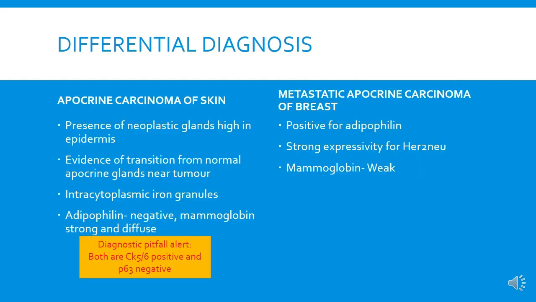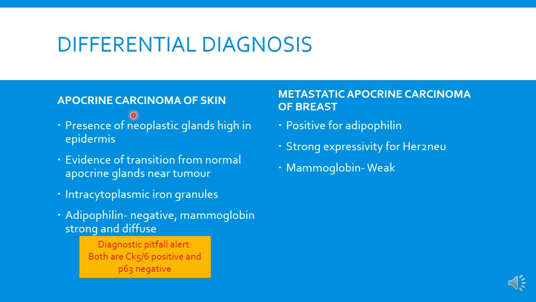Next important differential is between apocrine carcinoma of skin and metastatic apocrine carcinoma of breast. It is the most difficult thing to differentiate between these two entities because they are strikingly similar, and also apocrine carcinoma of skin usually occurs in the axilla, anogenital region, or around the mammary glands. So it becomes almost impossible to distinguish both these entities. However, there are a few subtle indicators that help you to differentiate these two entities.